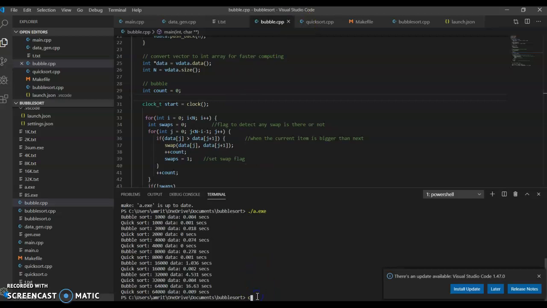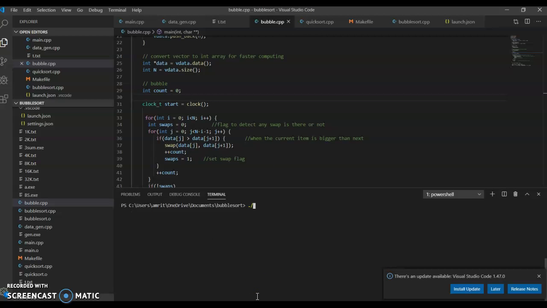So let me run the bubble program and show you. g++ bubble.cpp, bs.exe. So ./bs.exe bs1k.txt. This will tell us how long it took. It took 0.02 seconds to run the 1k data.